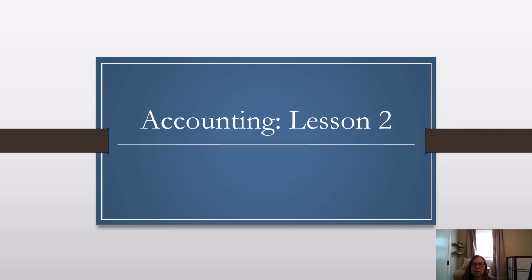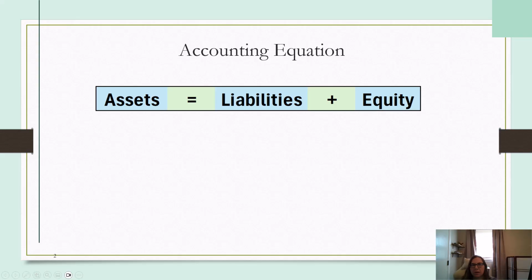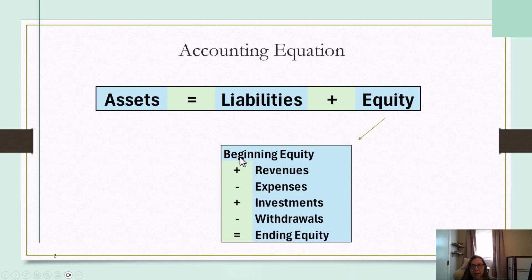In this video, I'm going to talk about the accounting equation. The accounting equation is assets equals liabilities plus equity. And we can break down equity even further because several different things affect equity. We would take the beginning equity at the beginning of a time period, add revenues, subtract expenses.